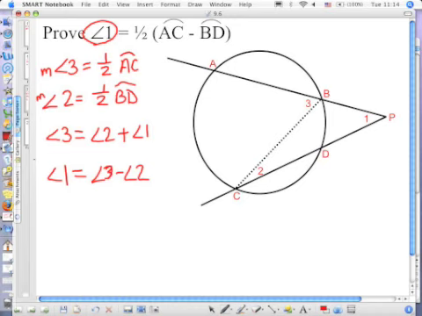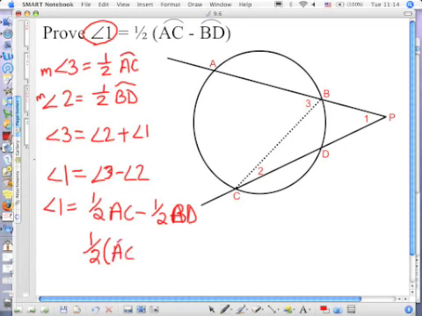I'm impressed. Now, through substitution, if angle 1 is equal to angle 3 minus angle 2, then it's equal to half of arc AC minus half of arc BD. And then through the reverse of the distributive property, factoring out a 1/2, we have what we were trying to prove.